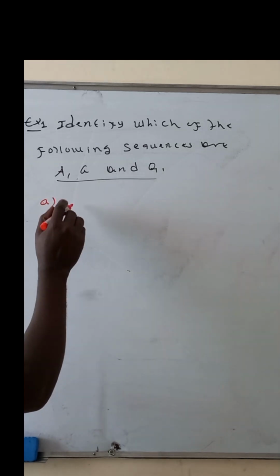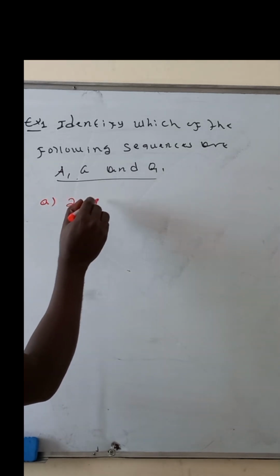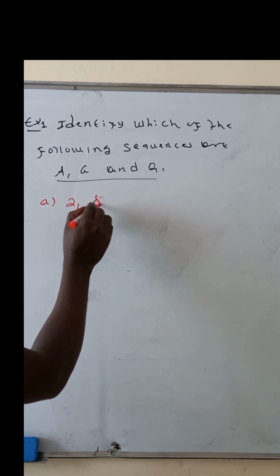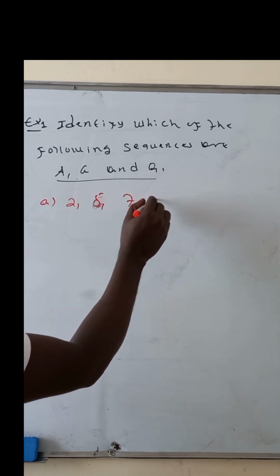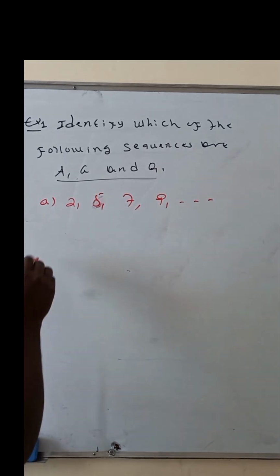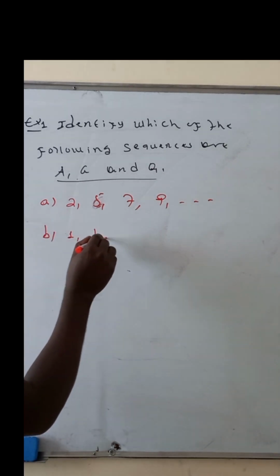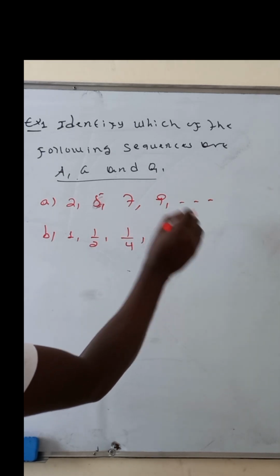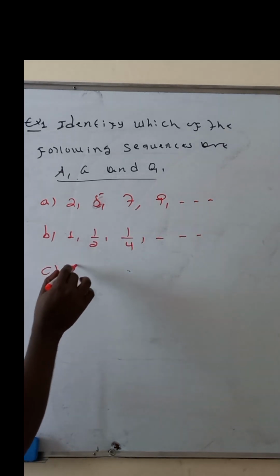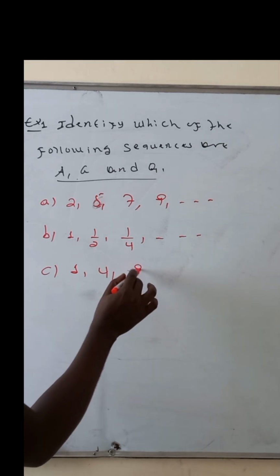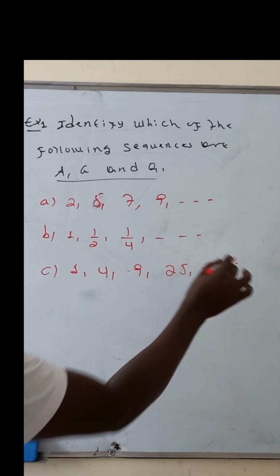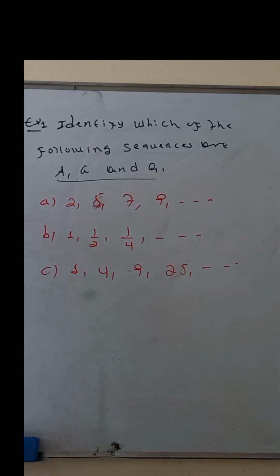Assume that we have this kind of sequence: A, 2, 5, 7, 9, and so on. B, 1 over 2, 1 over 4, and so on. And C, 1, 4, 9, 25, and so on. So which of these sequences are arithmetic, geometric, quadratic, or neither?